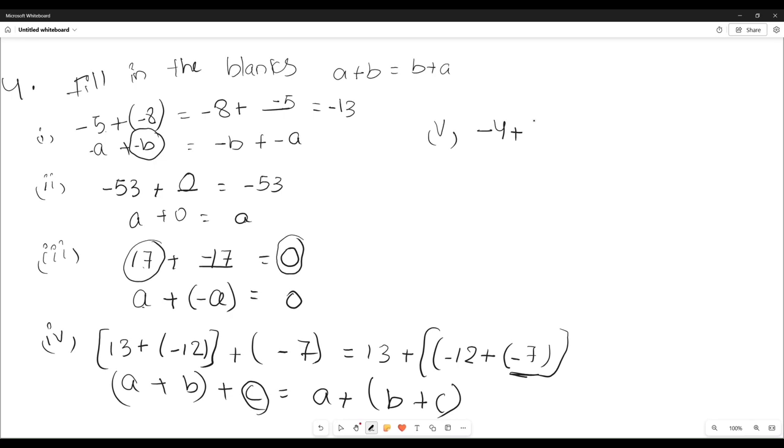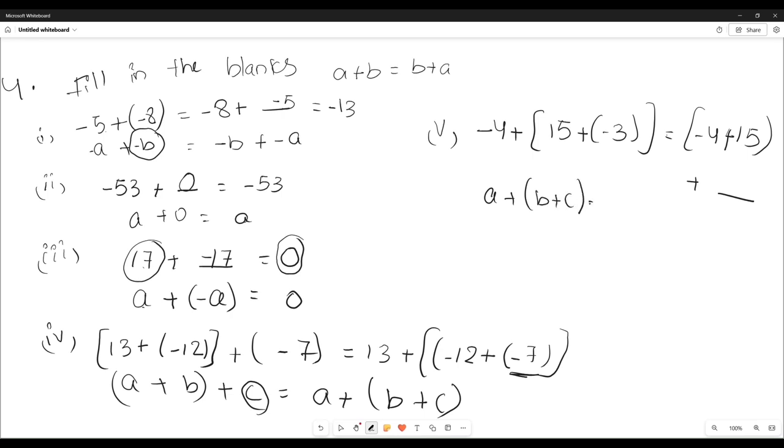And the fifth question, minus 4 plus 15 plus minus 3 equals to minus 4 plus 15 plus blank. It is an associative property, but it is the reverse order of the fourth question here. Here A plus B plus C is given equals to A plus B plus C. Here also C is missing. What is the value of C? The value of C is minus 3.